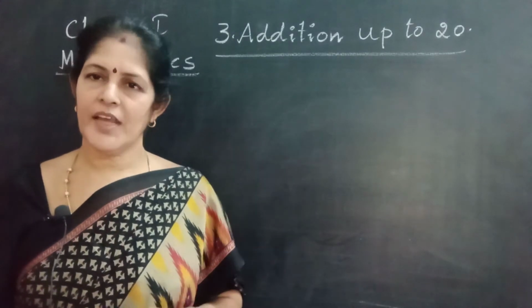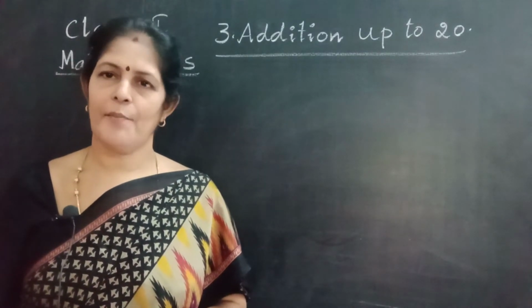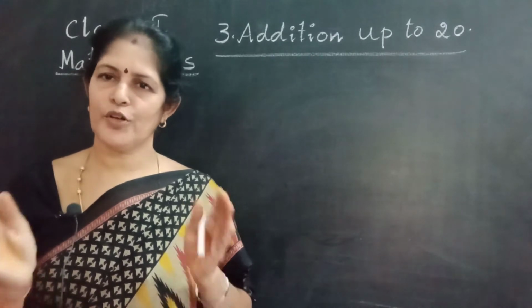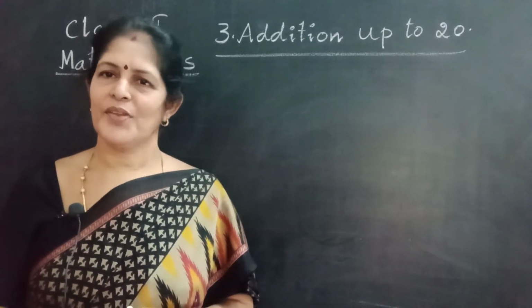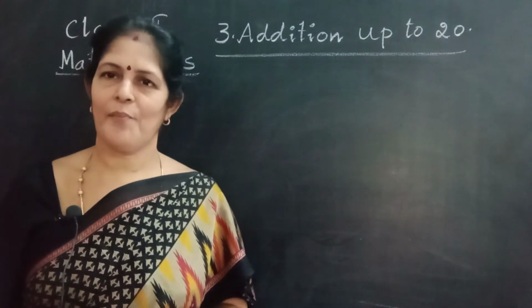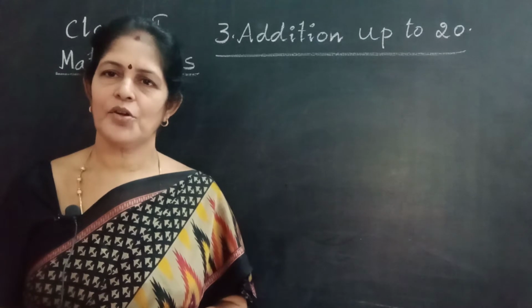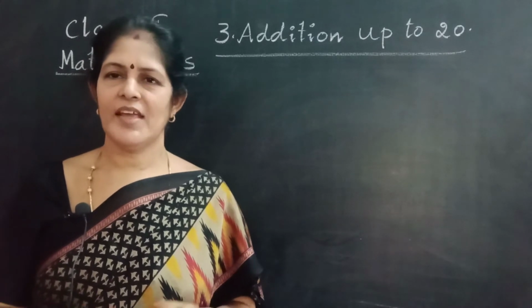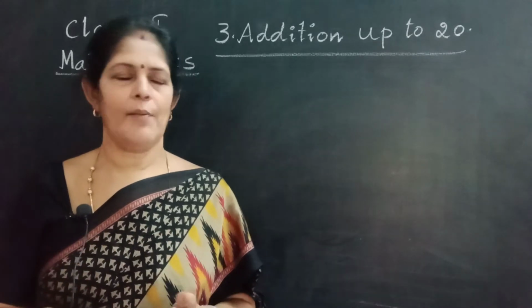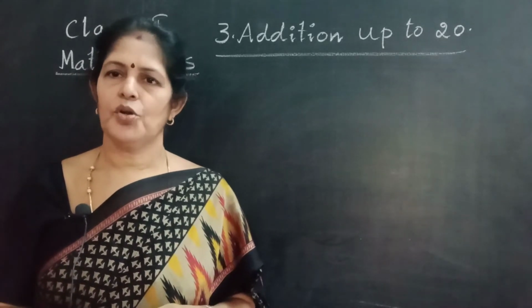Addition. We are putting two or more numbers together, or putting two or more things together. Okay? After putting together we get a new number. That is called total. Addition means we are going to put together. We get a new number. That new number is called total.